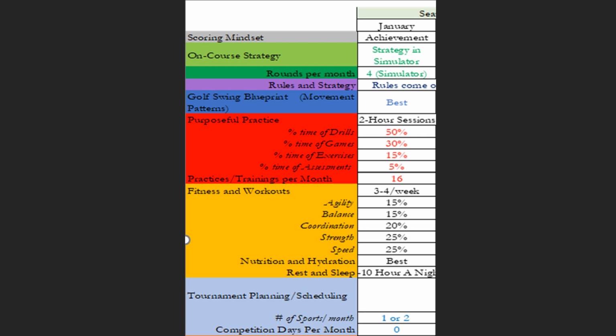And then on-course strategy. It's great to be playing in the simulators. If you can get around in a week would be good. If you get some competition, if you go away for Christmas break or have some different activities for Martin Luther King Day and other things.